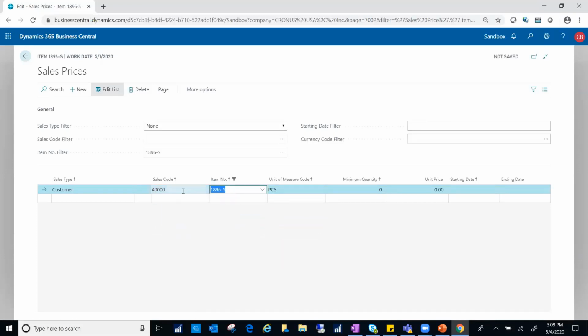So I'm setting up for Alpine Ski House number 40,000 that purchases item number 1896-S, orders a piece of it. I'm going to leave minimum quantity to be zero, which really means any amount. I'm not setting any minimum quantity. So zero really is if they order one, they could order 1,000. So we're going to leave it at zero for now. And we're going to set up our special pricing for this item to be $12. So now, for this customer that buys this item, of one piece of it, one or more, they'll get it for $12.